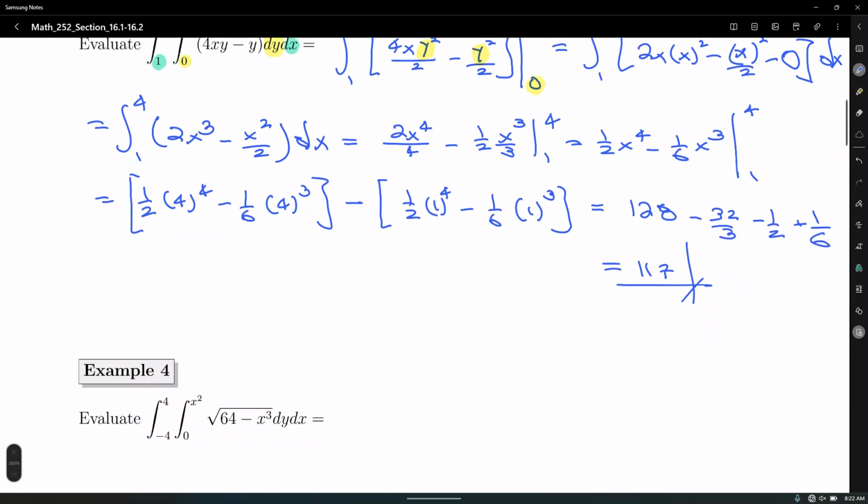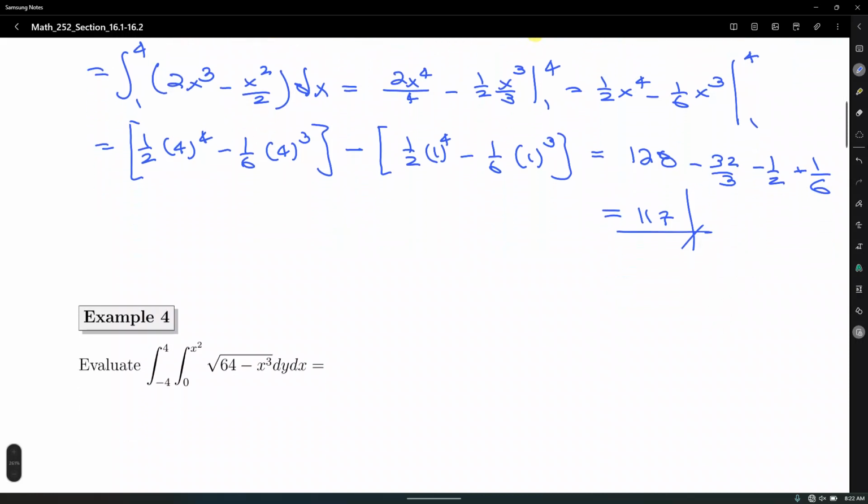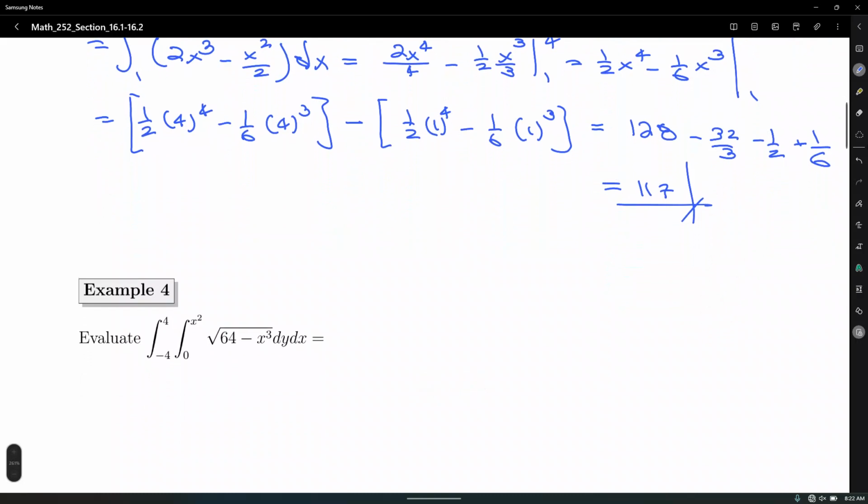Okay, evaluate, example number 4. Evaluate the integral from -4 to 4 and from 0 to x squared for the function square root of 64 minus x cubed dy dx. Okay. So, number 1, let's establish the domain of integration.